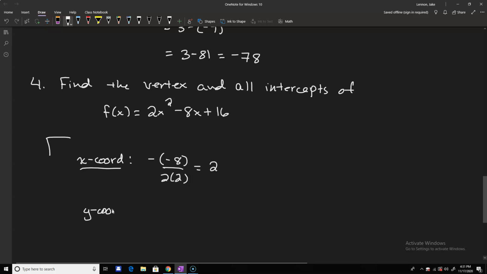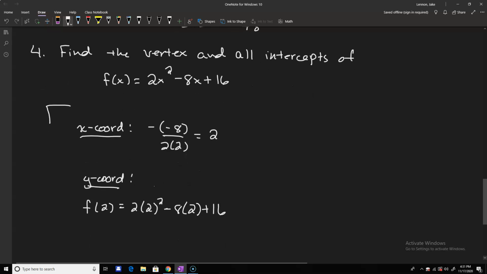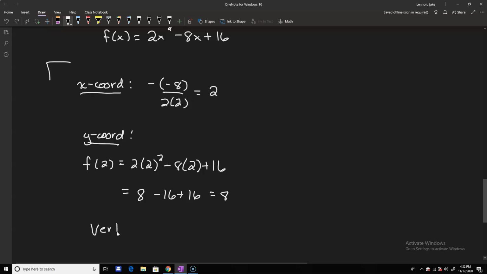The y-coordinate, we just plug into the function. So we would have, say, f of 2, which is 2 times 2 squared minus 8 times 2 plus 16. So what do we have here? We have 8 minus 16 plus 16. So we have our y-coordinate of just 8. So the vertex here is 2, 8. So that's one of the things we need to find.